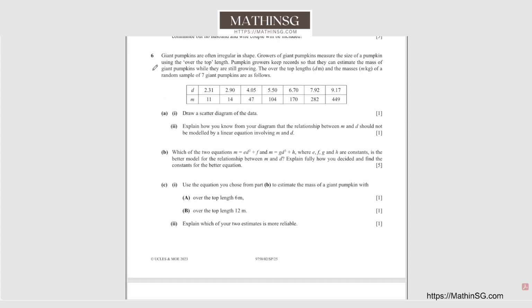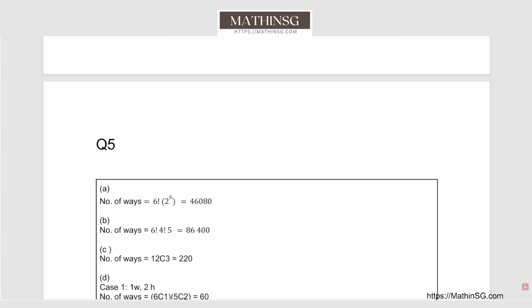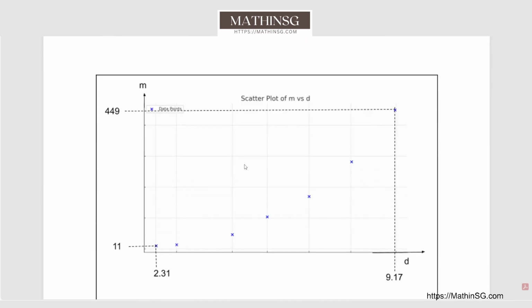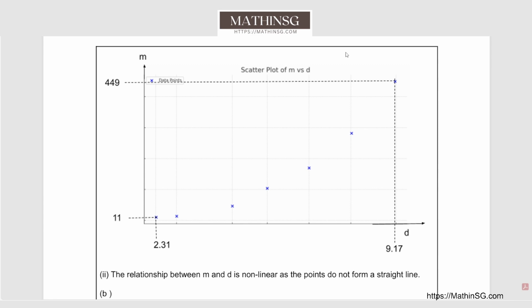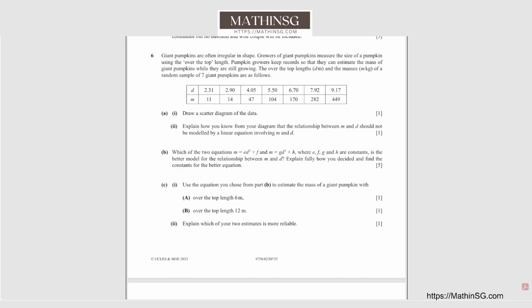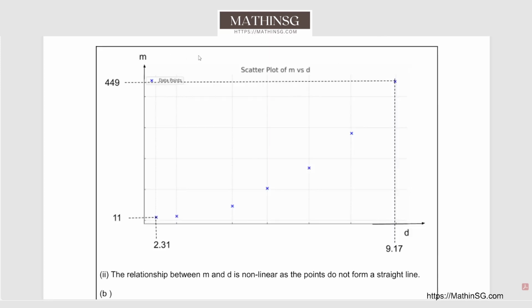So in 6A part 1, you are asked to draw a scatter diagram of the data. So basically, just use your TI-84 graphic calculator and plot this scatter plot. Okay, so you should get something that looks something like this. So this is the scatter plot. So you need to label them. You need to label here as M, in kg. Okay, so you should put in kg here. And also D in meters.